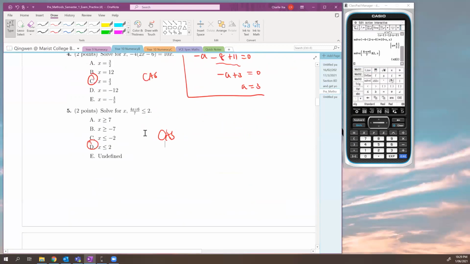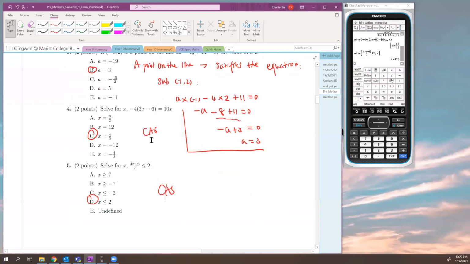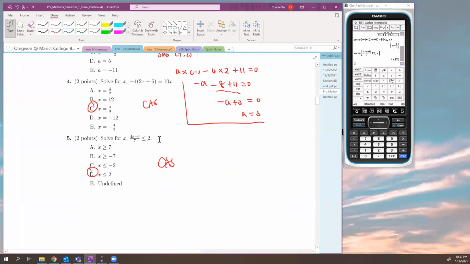Of course, you can do them by hand, but given that it's a multiple choice question, you don't need to show working out. It's just faster to use a calculator. If you want to know the specific one, how to do that by hand, please let me know.